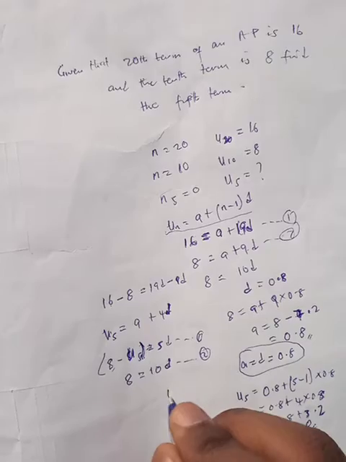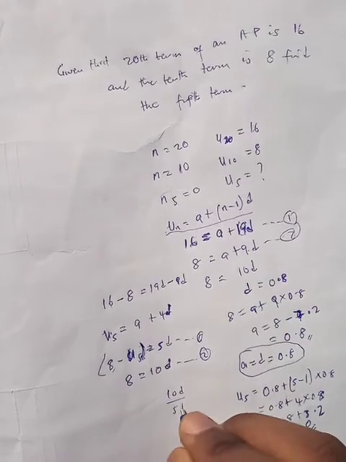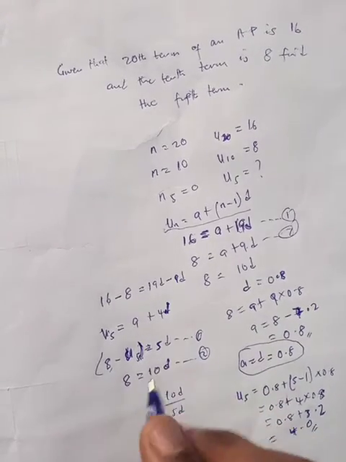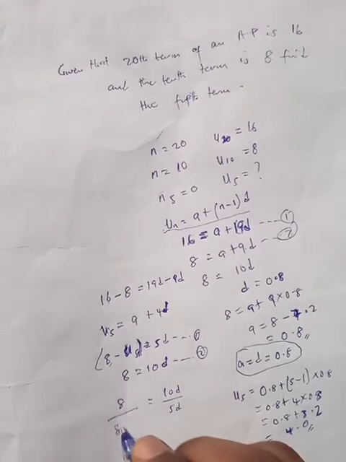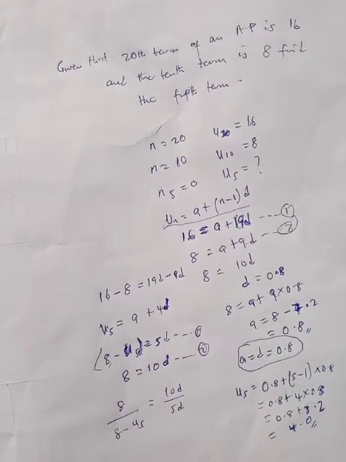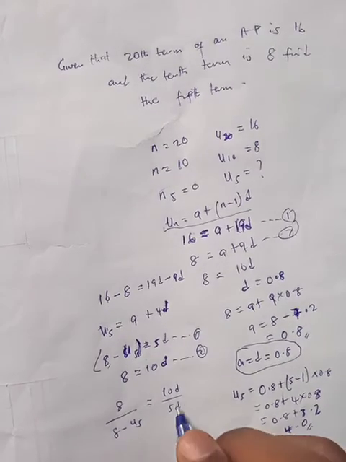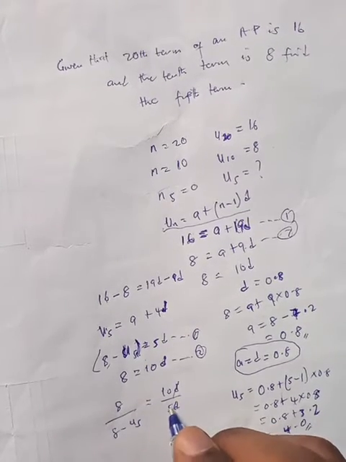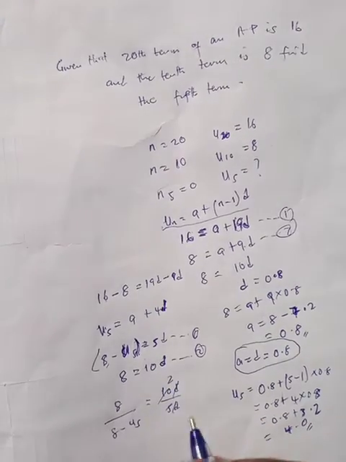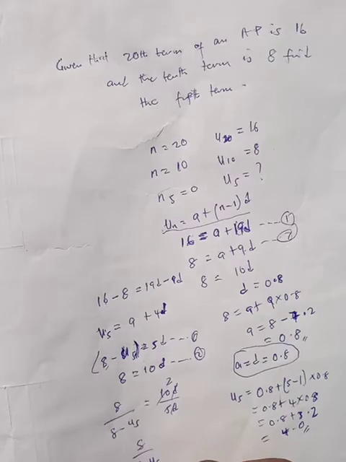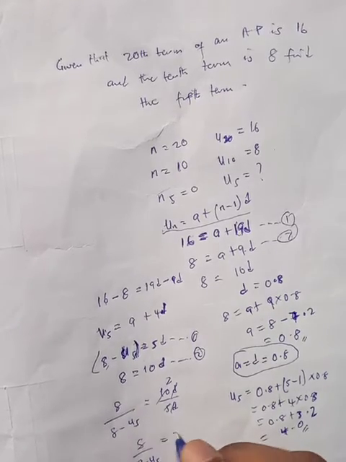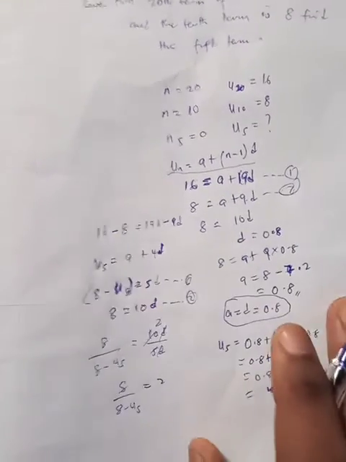What will we get? 10d over 5d will be equal to 8 over 8 minus u5. Have you seen that, guys? This is what I was talking about. So the d will go with this d. So we'll have 8 over 8 minus u5 is equal to 2.